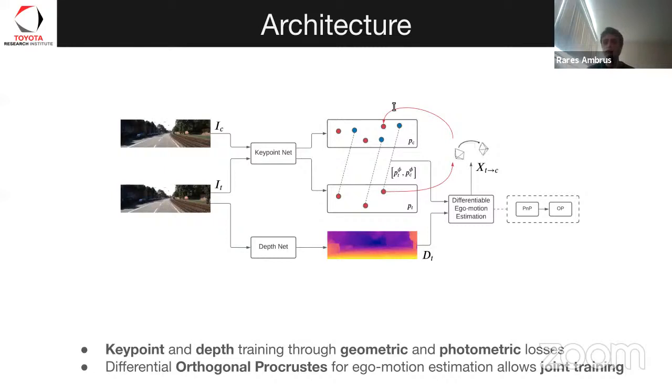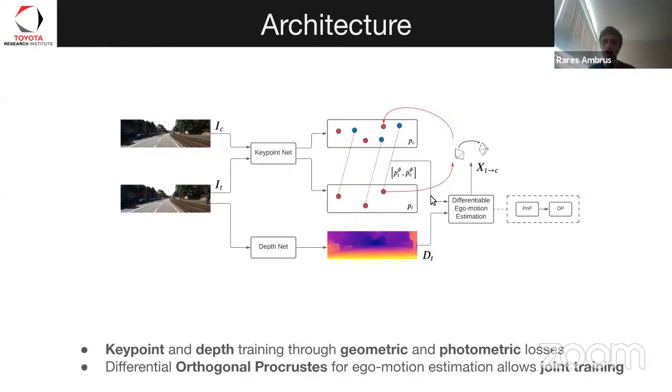However, the issue is that this operation is not differentiable. Traditionally, the PnP algorithm is not differentiable, which is not an issue at test time. However, at training time, we want to be able to propagate gradients throughout the pipeline. And therefore, we propose a differentiable method based on the orthogonal Procrustes algorithm, which we use to derive a 3D loss based on 3D correspondences.